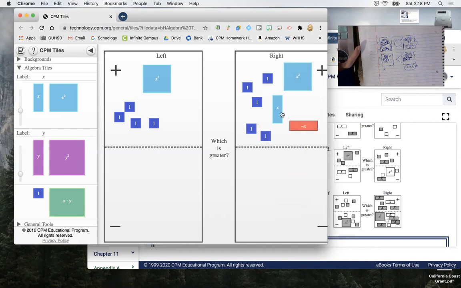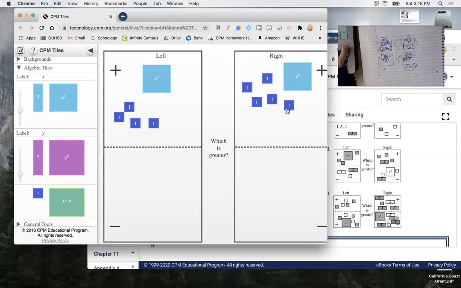And now I have these that go away. So I'm going to take them off. Those cancel. So I'm going to take them off my mat, just drag them over here. And I'm finally at a place where I can compare these. This one is x squared plus 4, and this one is x squared plus 5. So which one's greater? The one on the right.